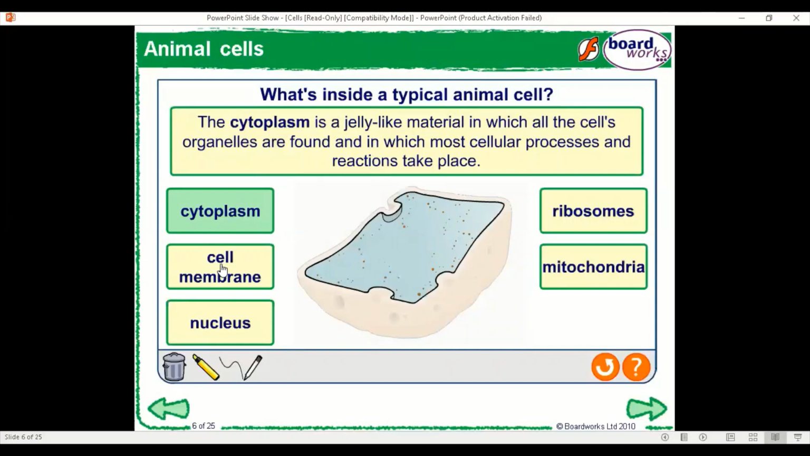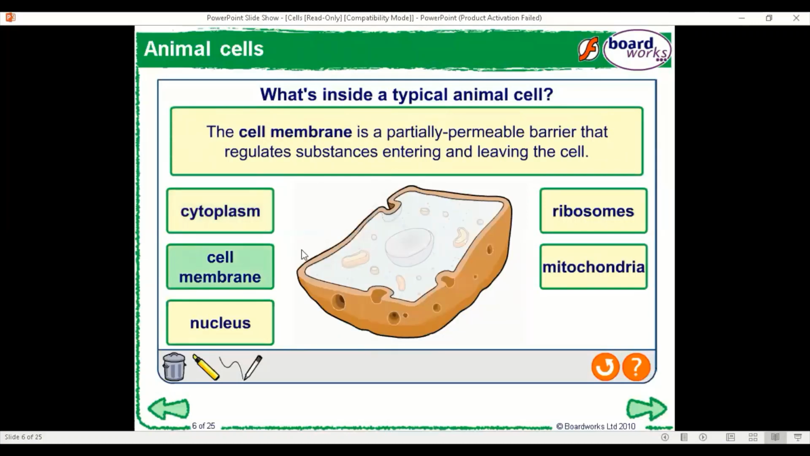Then cell membrane. The cell membrane is partially permeable. What that means is it allows certain substances through. For example, glucose, so the cell can get energy. Amino acids, to make proteins. Oxygen, because the cells need oxygen. They're the kind of things that the cell membrane allows through, so the cell can function properly. So you write cell membrane there, and then you write what it does.